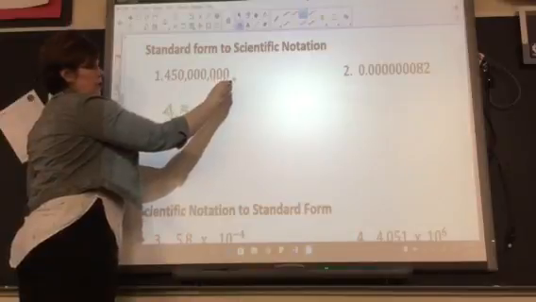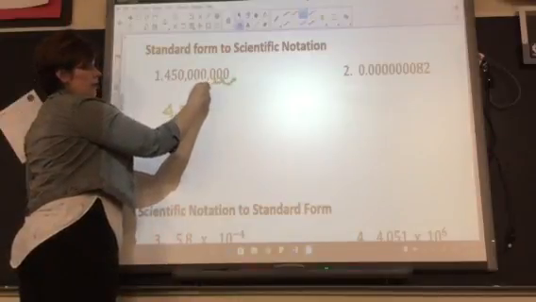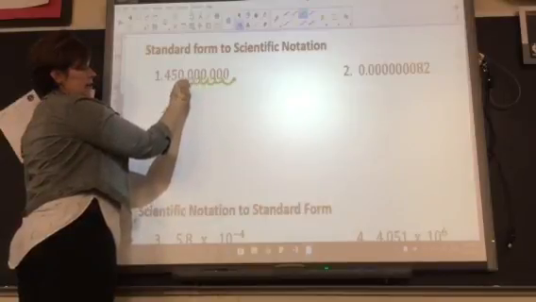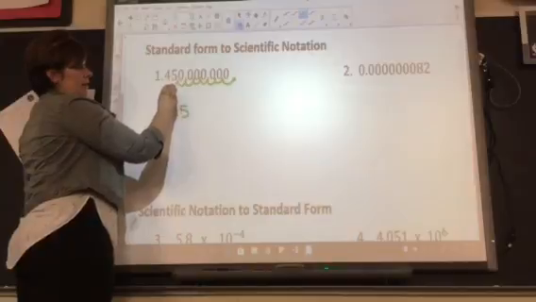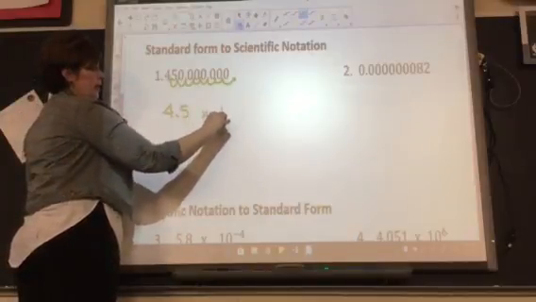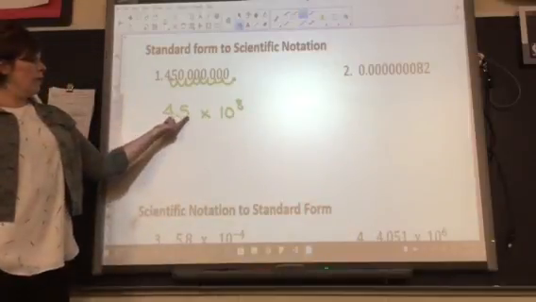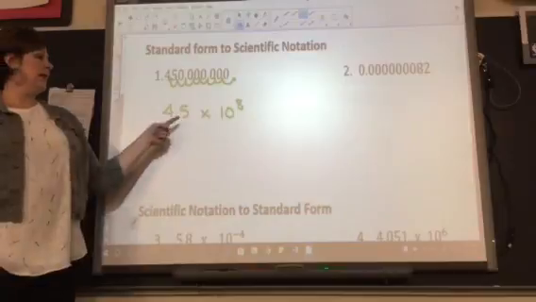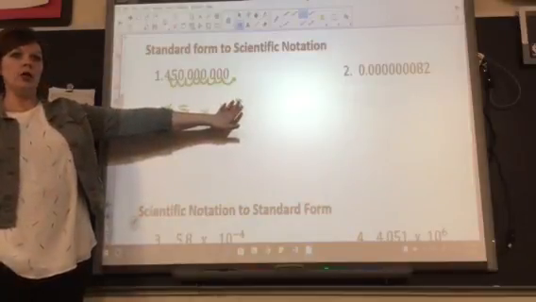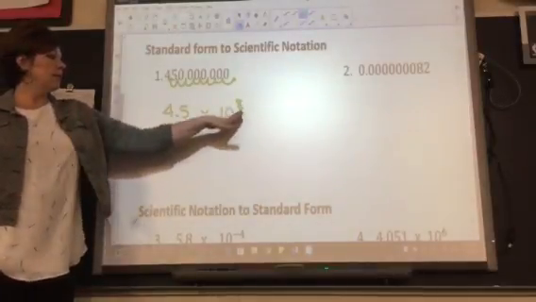So let's see what I actually am doing. I'm moving the decimal 1, 2, 3, 4, 5, 6, 7, 8 times. So times 10 to the 8th power. So 4.5 times 10 to the 8th means that this number is going to be 10 to the 8th power larger. So I'm going to make this number larger.